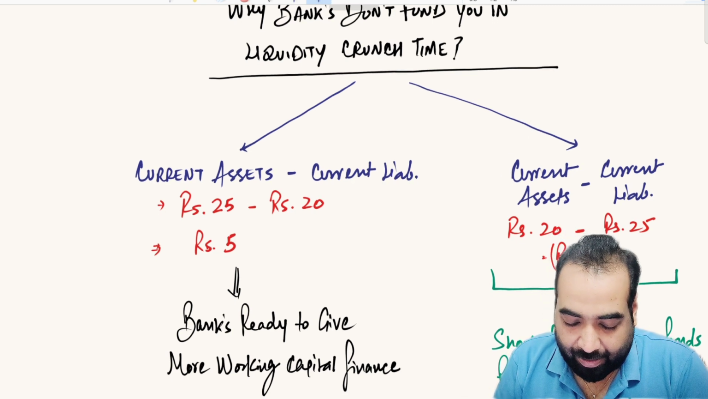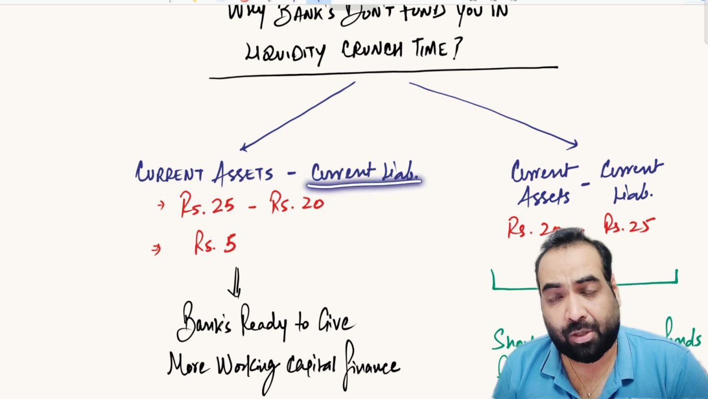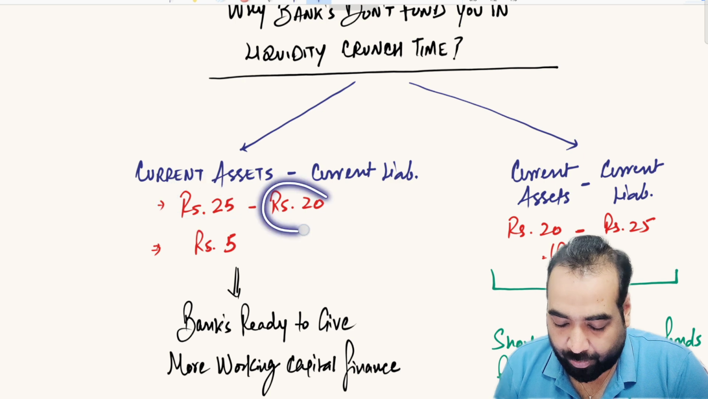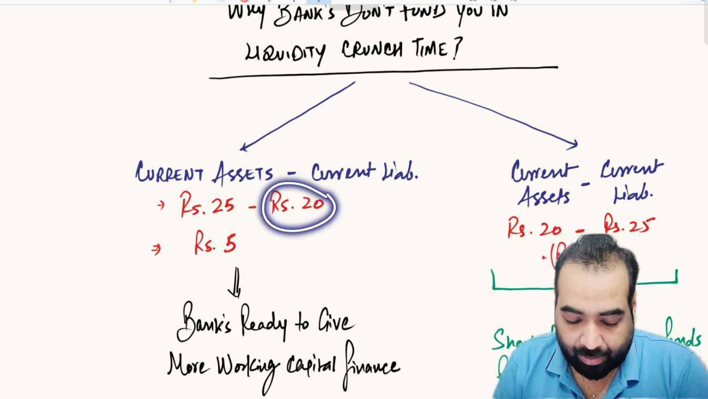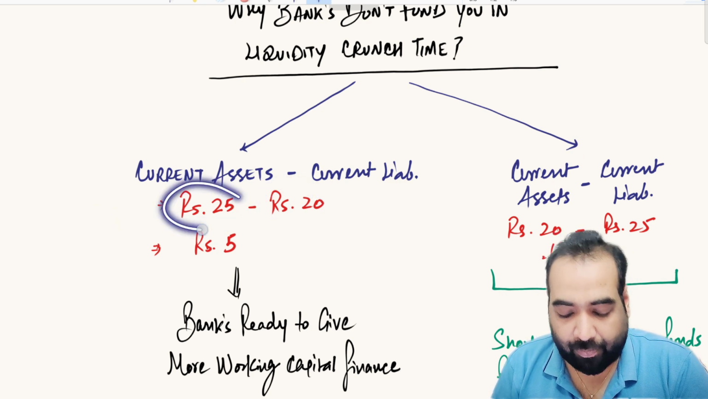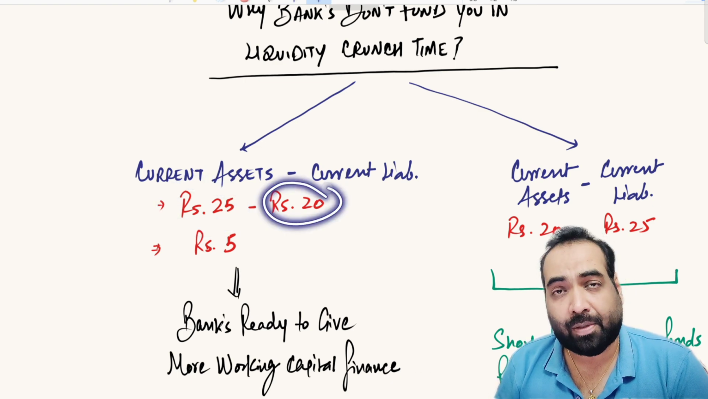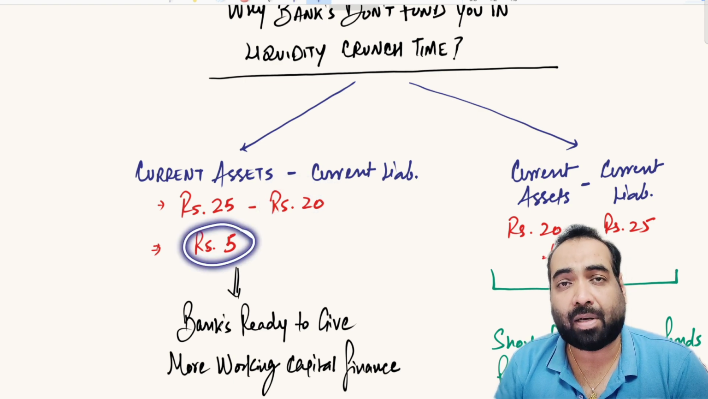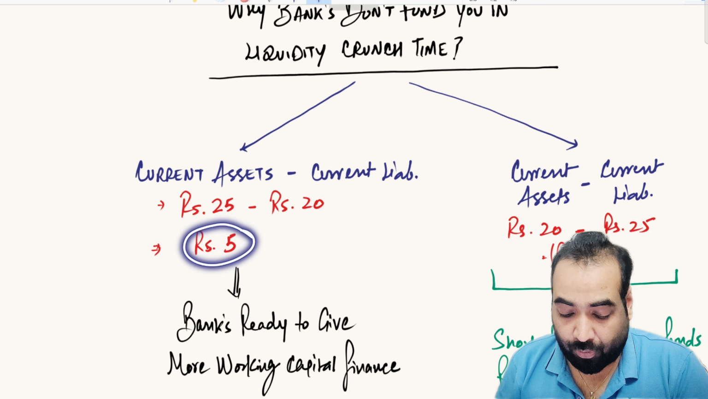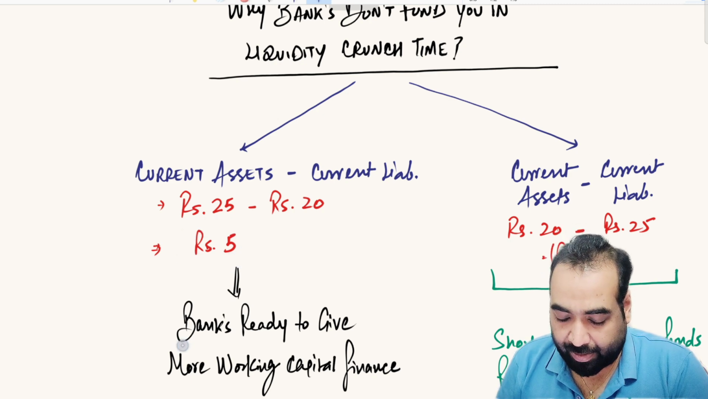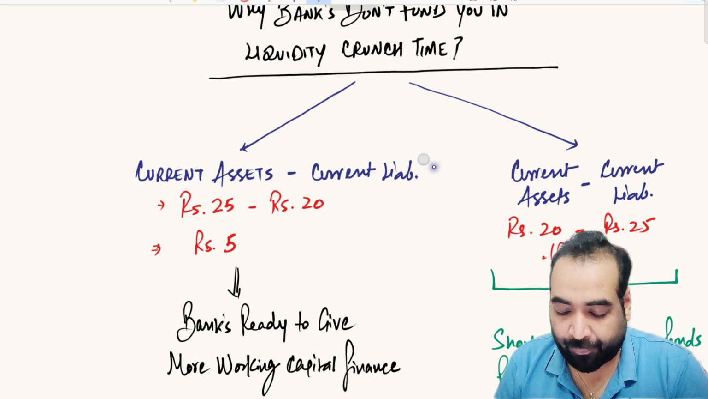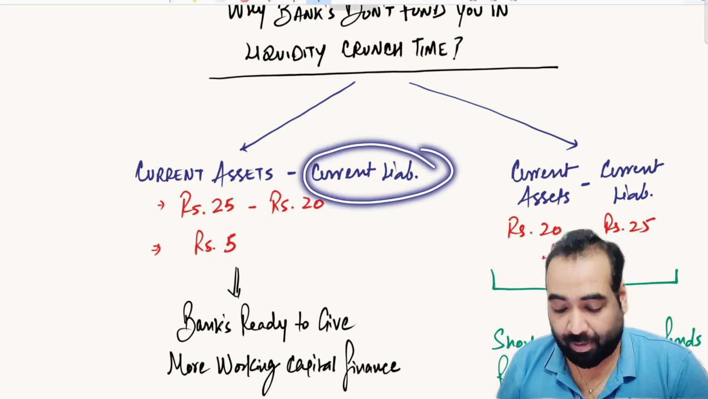Suppose there are current assets and current liabilities in your business. The current assets are rupees 25 and the current liabilities are rupees 20. That means in the next 12 months, you are planning to recover 25 rupees from your assets and pay off 20 rupees of liabilities. That means rupees 5 is still extra within the next 12 months. If this is the situation, then the bank is ready to give more working capital finance to you, which is strange, because your liabilities are sufficiently managed already.